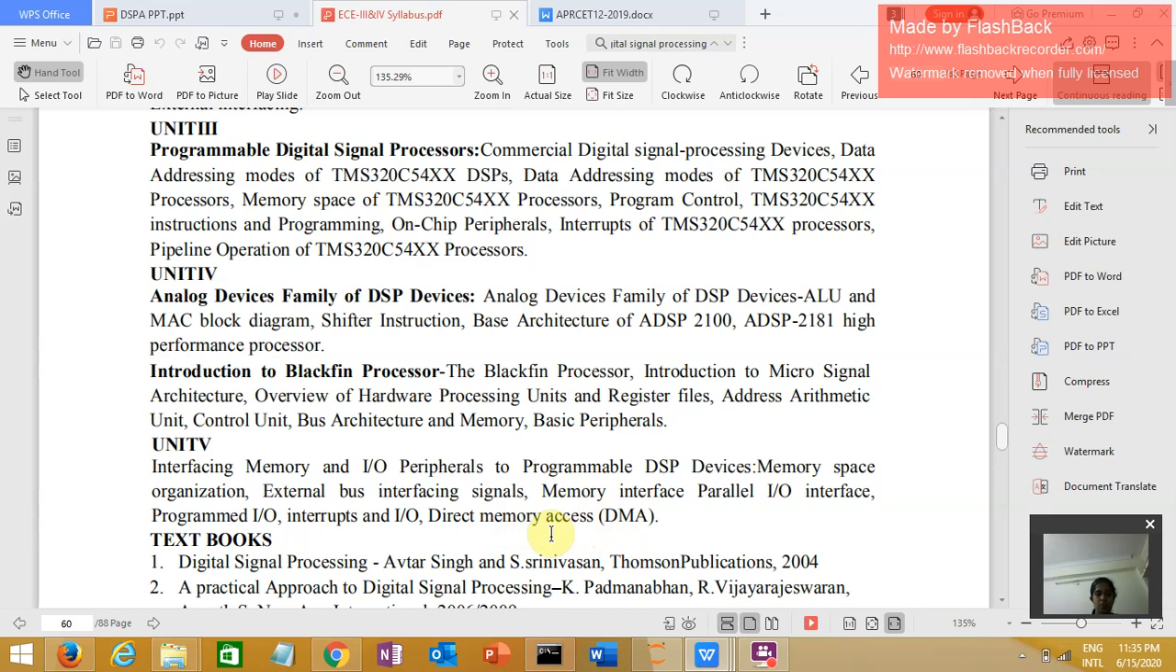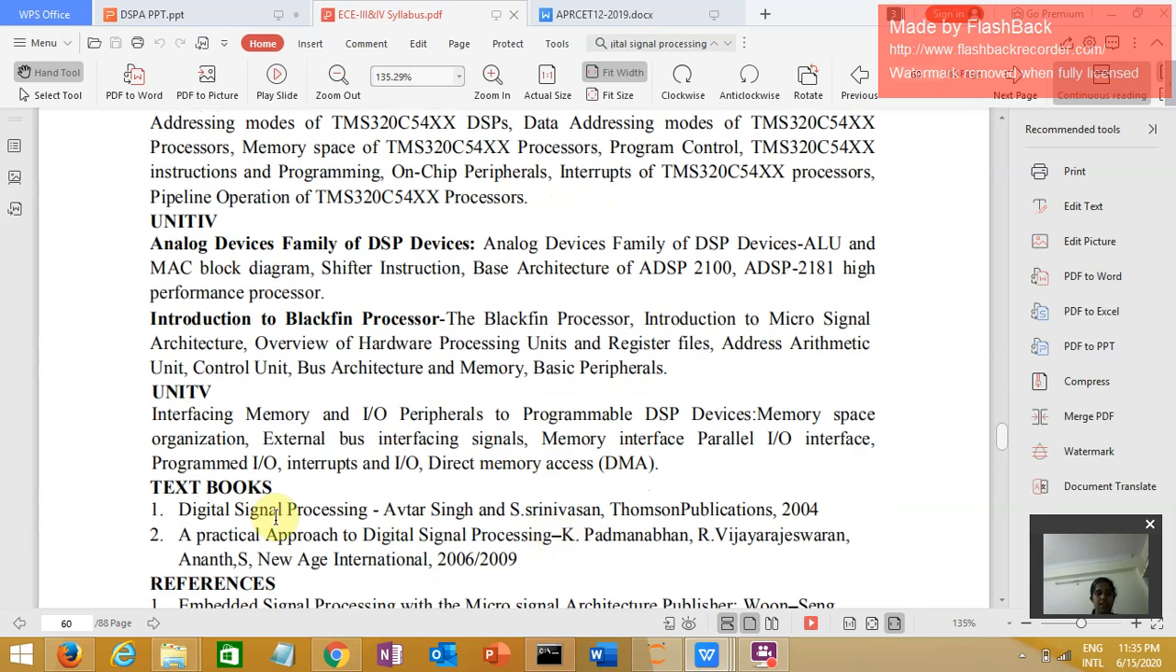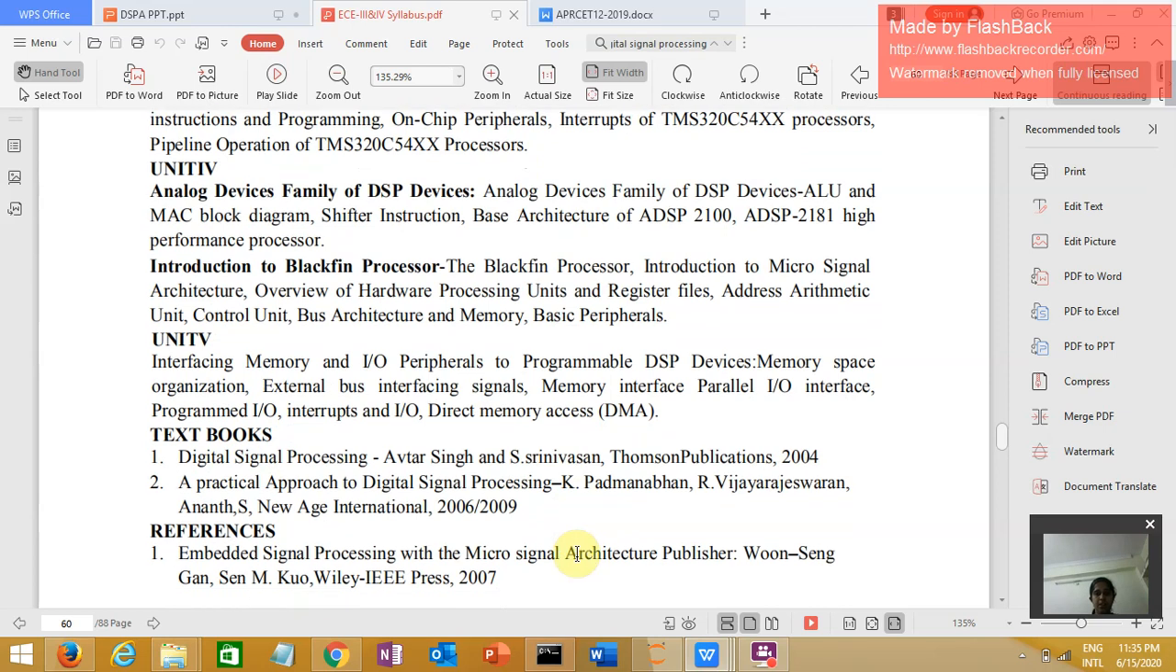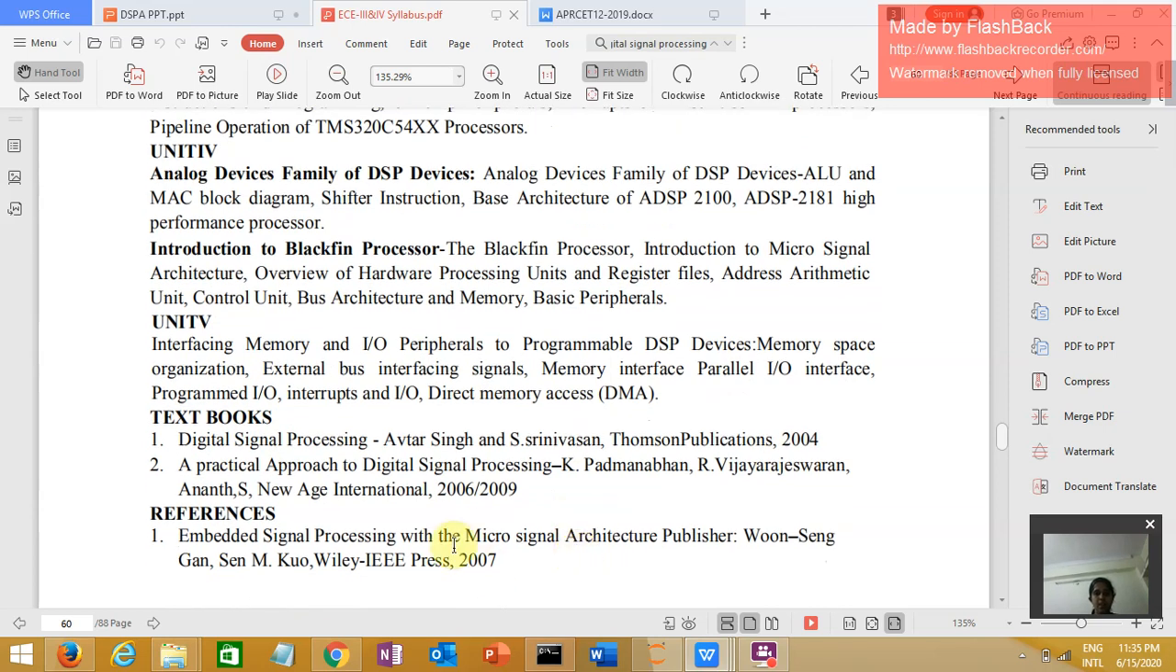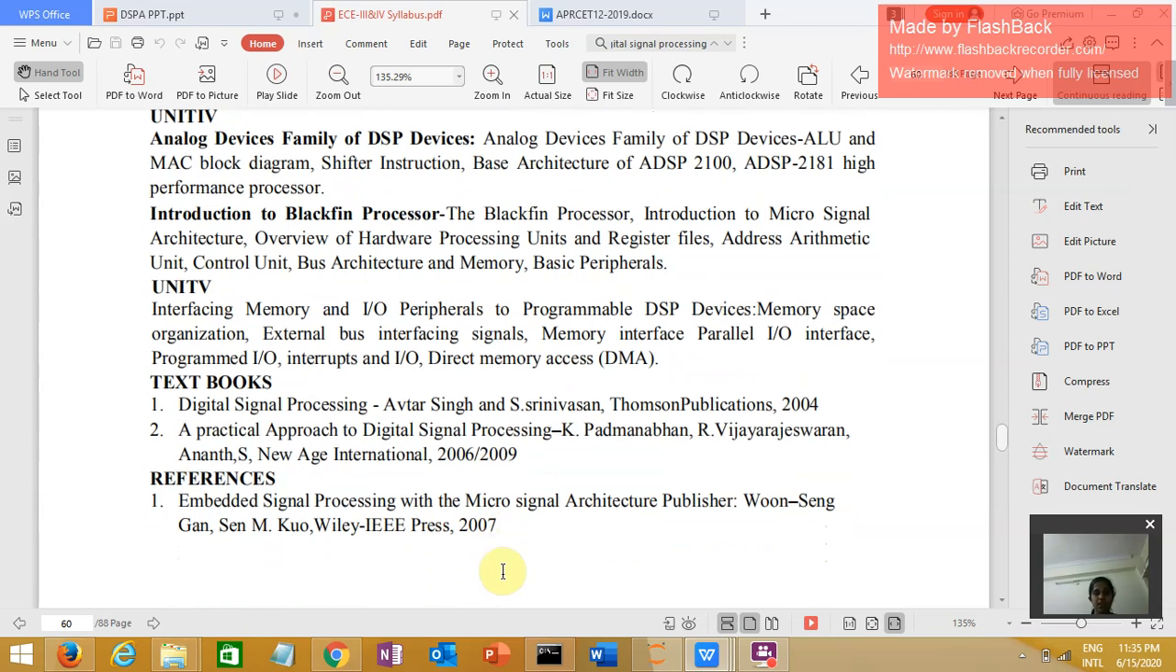And the best books to follow for the syllabus: you can see 90% of the syllabus is covered in Avtar Singh and S. Srinivasan, Thomson Publications, 2004. And you can go with Practical Approach to Digital Signal Processing by K. Padmanabhan, and for some references you can go with Embedded Signal Processing with the Micro Signal Architecture.